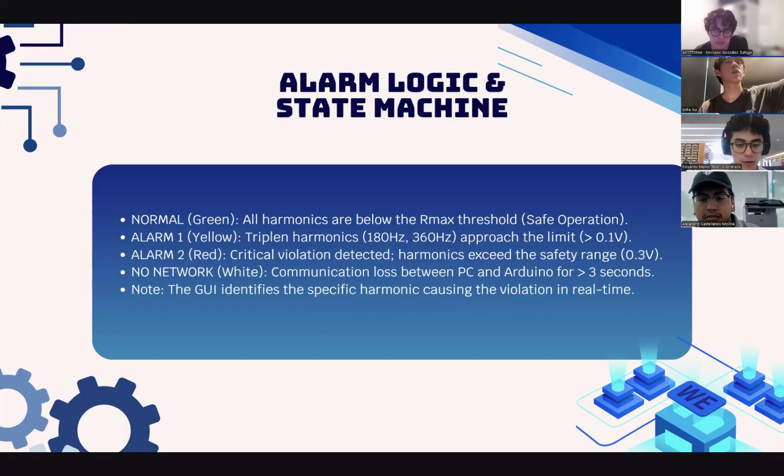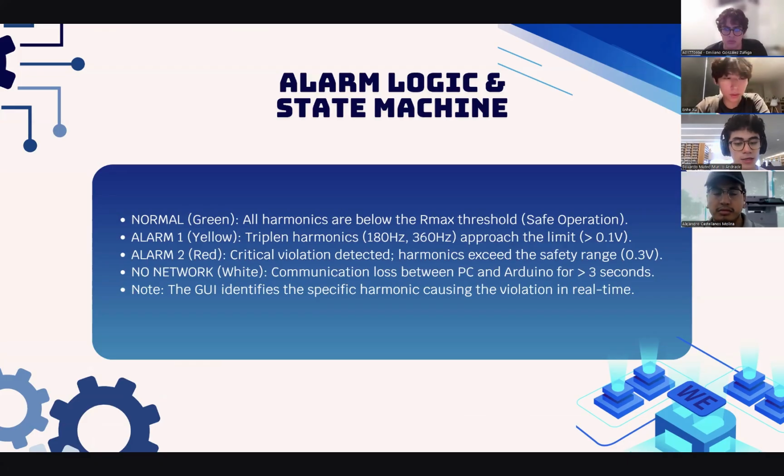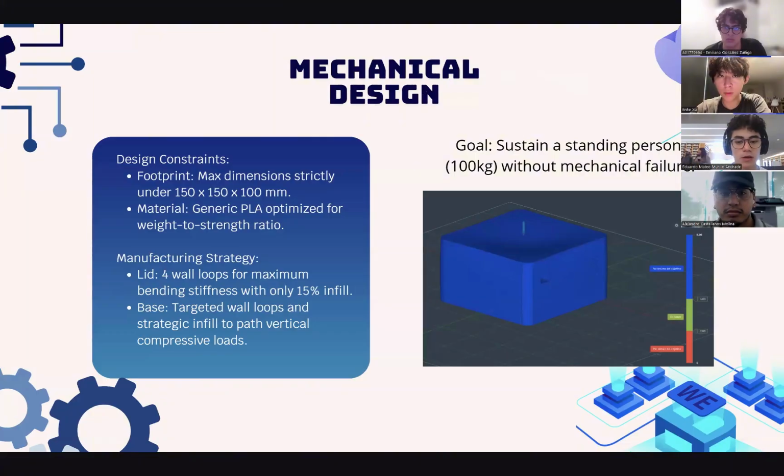Following with this, we have the colors that we use. The green establishes a safe operation range with no harmonics above the range. Here we have the yellow, which is approaching the limit, higher than 0.1, and we have the red alarm, over 0.3 above Rmax. Then we have the white LED that turns on when the Arduino and the laptop are more than 3 seconds without being connected, and the green identifies the specific high harmonics causing the violations in real time.